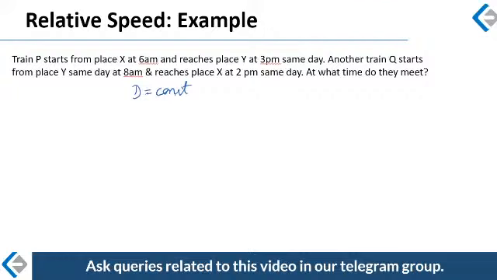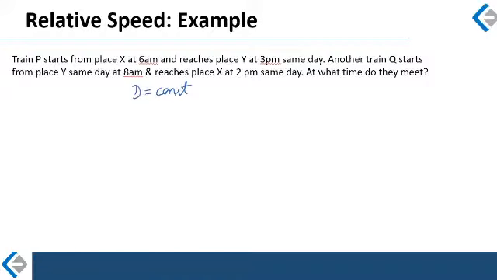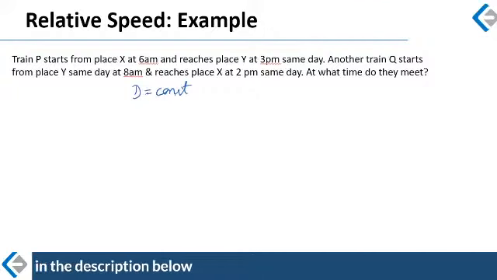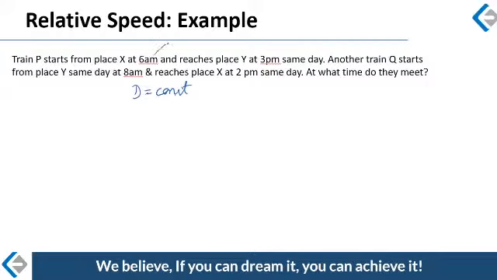Why? Because I already know train P is moving between point X and Y. Train Q is also moving between Y and X, whichever side you move from. So the distance remains the same. If the distance is constant, then the speed and time are inversely proportional. Let's assume, what is the time taken by P? 6 o'clock it starts and it reaches the destination at 3 o'clock. 6 to 3, how many hours, friends? 9 hours. Therefore train P takes 9 hours.